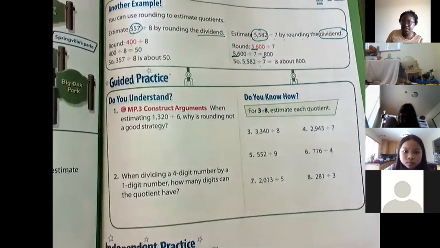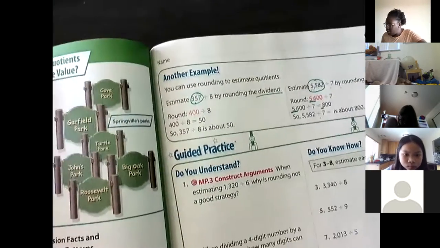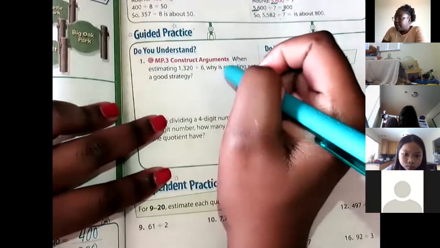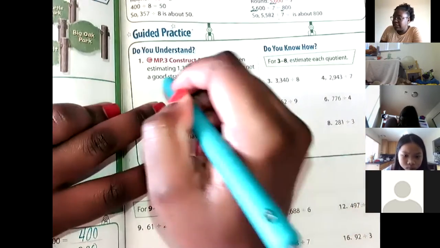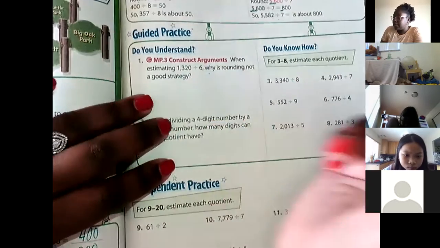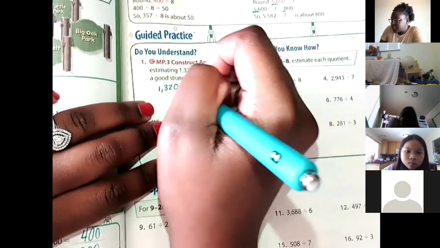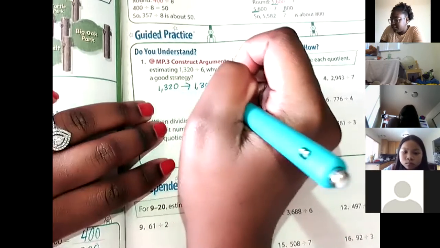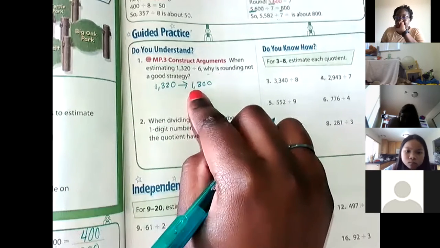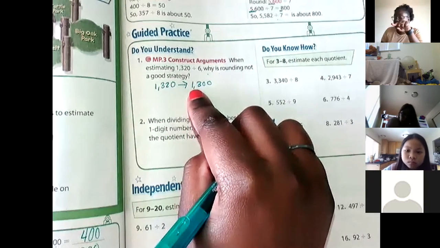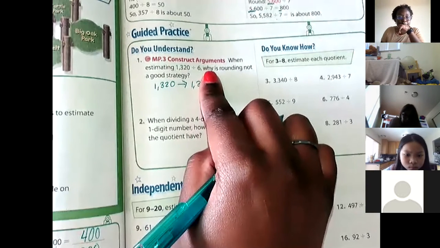All right, again. All right, we are on the guided practice. When estimating 1,320 divided by 6, why is rounding not a good strategy? Well, let's look and see. If we round 1,320 to 1,300, right? Can 1,300 go evenly into 6? So let's look at those first two numbers. Can 13 go evenly into 6? Yes or no?